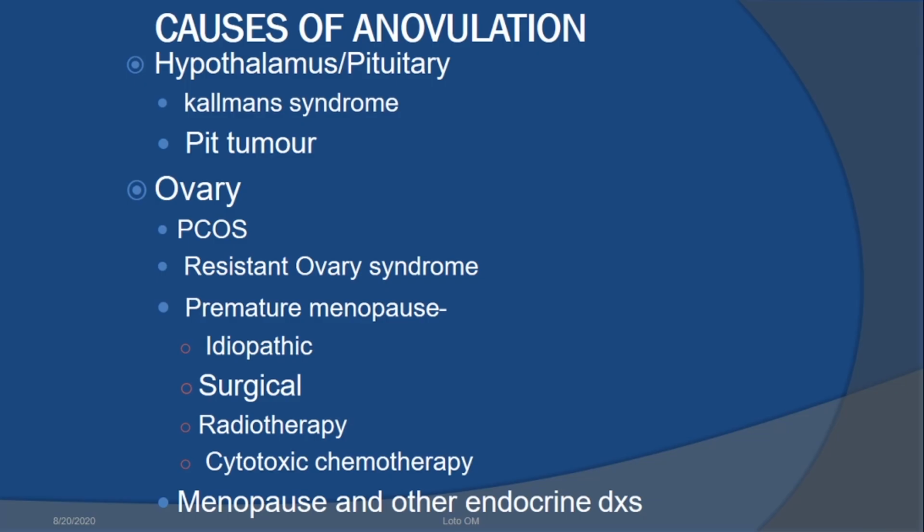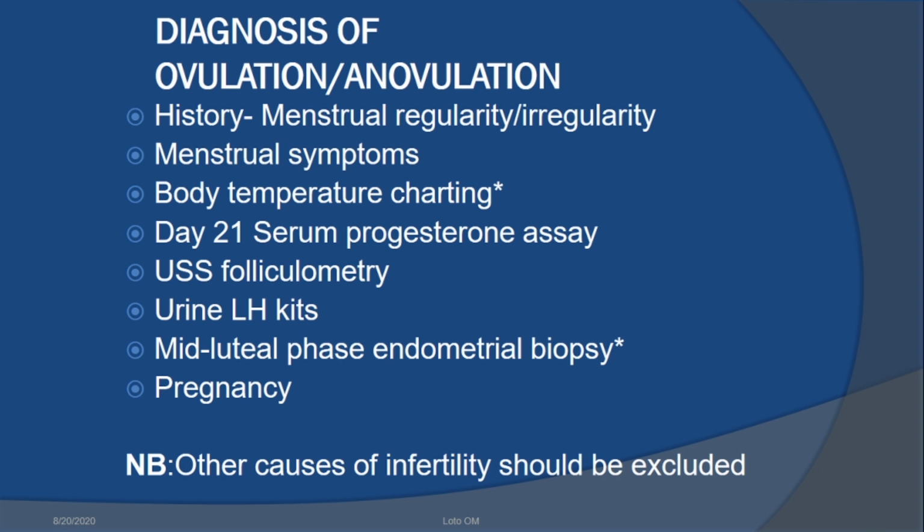Causes of anovulation can be divided based on the organ that is affected. You have the hypothalamic-pituitary causes, like in Kallmann syndrome and pituitary tumor. You have the ovarian causes, like in polycystic ovary syndrome, resistant ovary syndrome, premature menopause, idiopathic, and surgical or radiotherapy or cytotoxic chemotherapy, which can lead to premature menopause. Then you have other endocrine disorders that can lead to anovulation. How do you diagnose anovulation or ovulation?